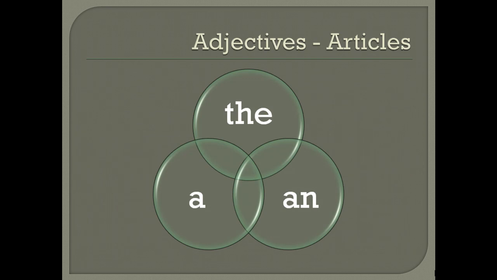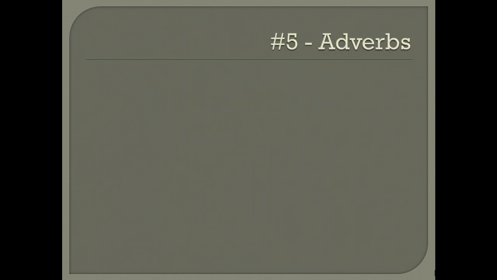Articles are a form of adjectives since they are used to specify which item you are referring to. The English language consists of only 3 articles, making this an easy part of speech to remember. The 3 articles are the, an, and a.